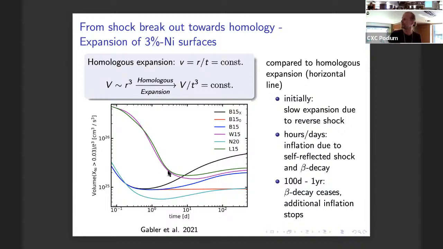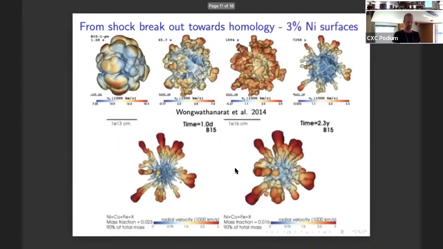They decrease the rescaled volume of these nickel fingers. This is the interaction with the reverse shock. That's why they are decreasing. And then at later phases, they start to increase until about 100 days or maybe 1 year. At this time, the effect of the nickel decay is not so strong anymore. And we can assume, if there's no interaction with some other shocks or something, we are in homologous expansion.